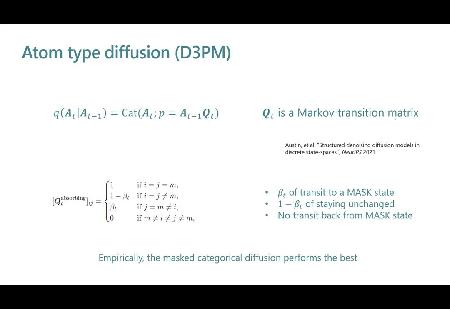The general idea is that each state has a certain probability of transitioning into a mask state, but once you are in the mask state, you will not come back. So the forward process is that everything becomes this mask state, while the reverse process is that you basically generate these elements from the mask state.